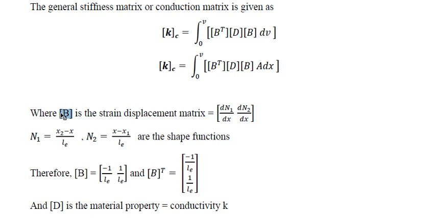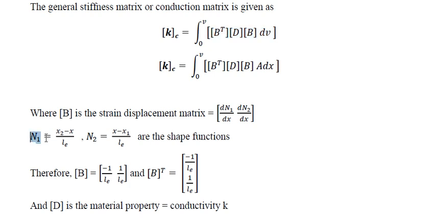Now what is D? D is the material property matrix, or conductivity K. Conductivity is the material property. The conduction matrix is given by this expression.